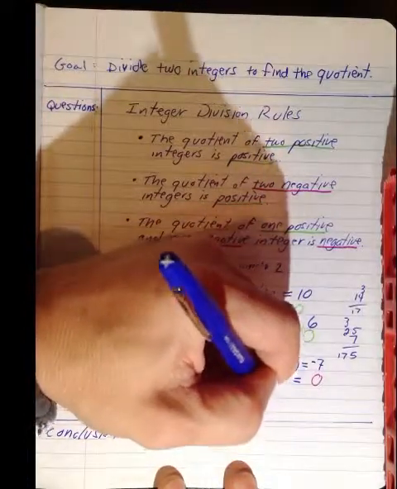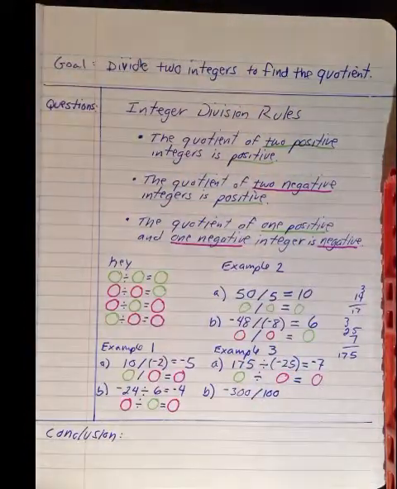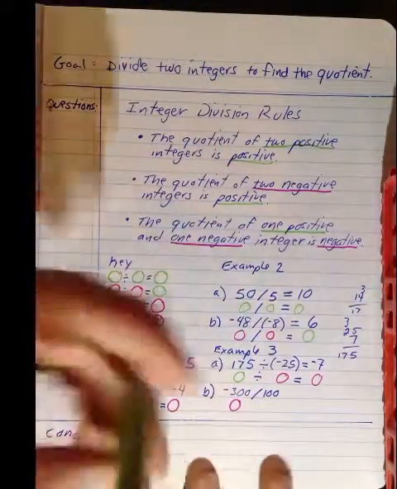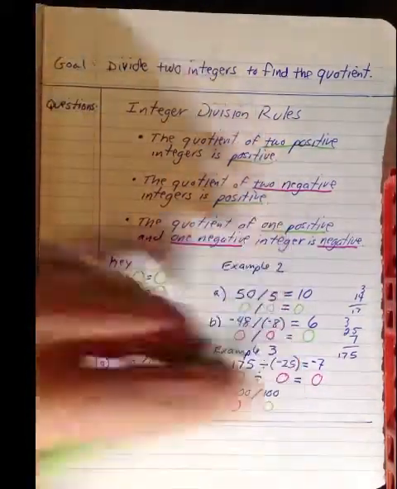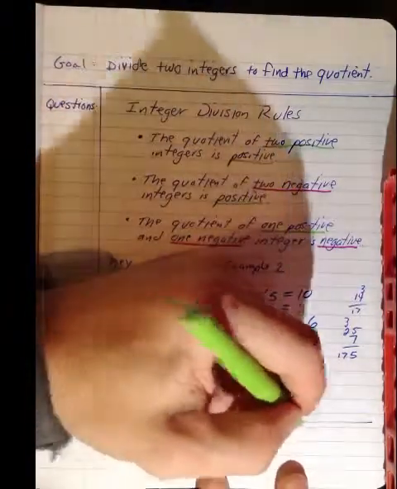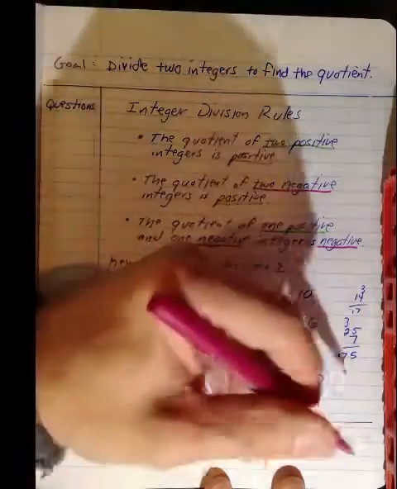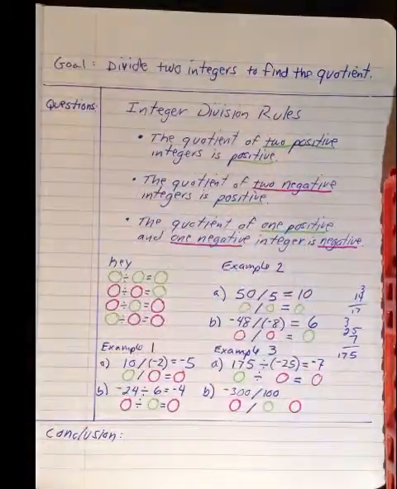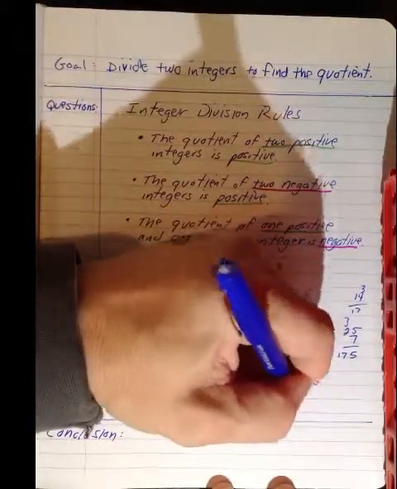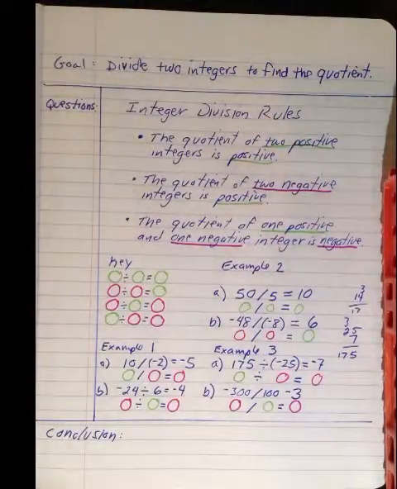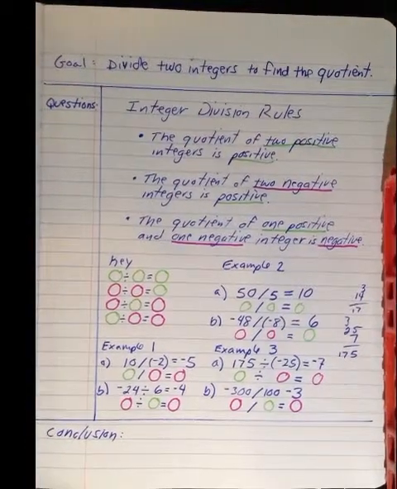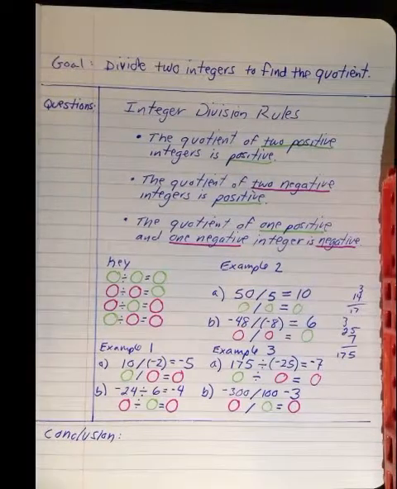Now, to check to see if you're completing these notes and you've gone all the way to the end and you've got all the examples, I'd like you to add one more thing. I would like you to write one question. You could even know the answer to the question. So the last example, example 3b, negative 300 divided by 100, is equal to negative 3.